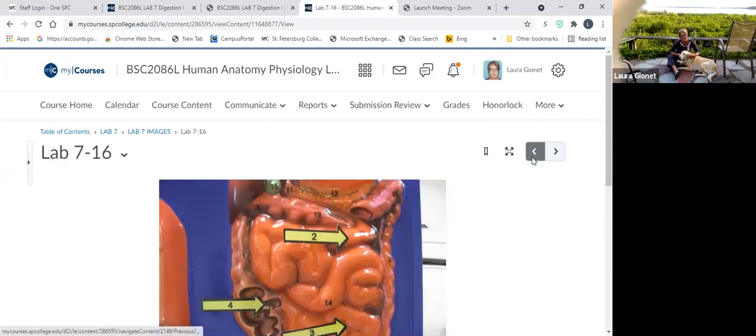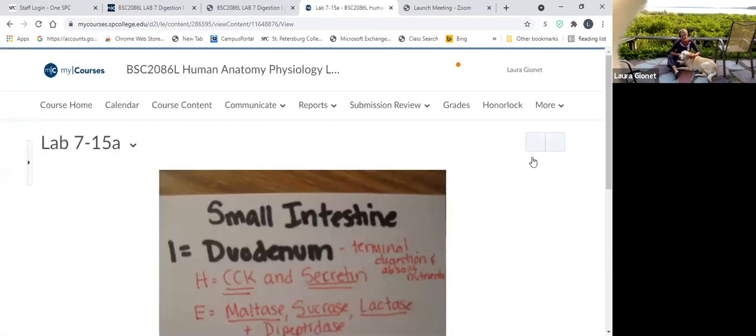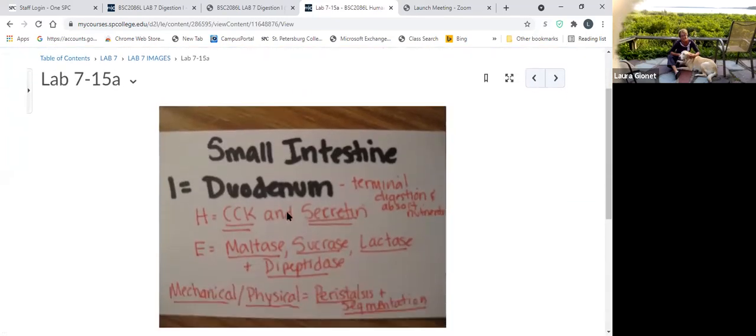Oh, and I'm sorry, let me go back. This again is material really for the next lab, which would be lab 8. In the duodenum, two hormones are produced and released: cholecystokinin, CCK, and secretin.